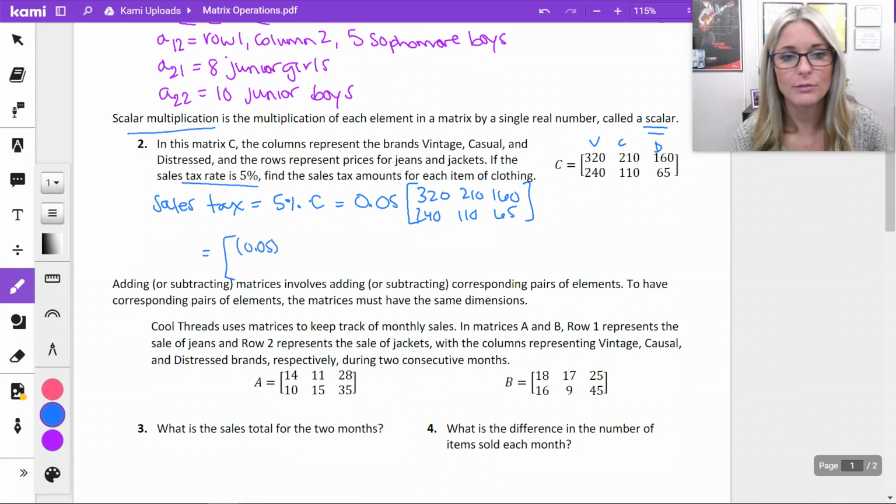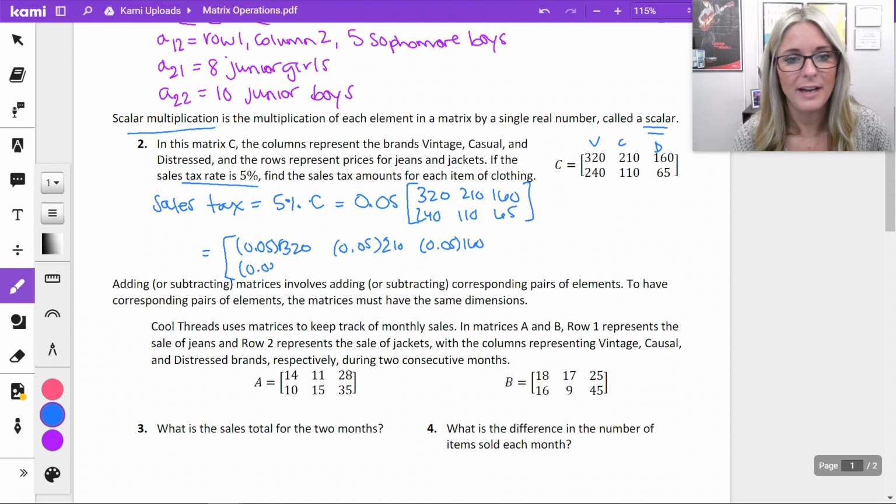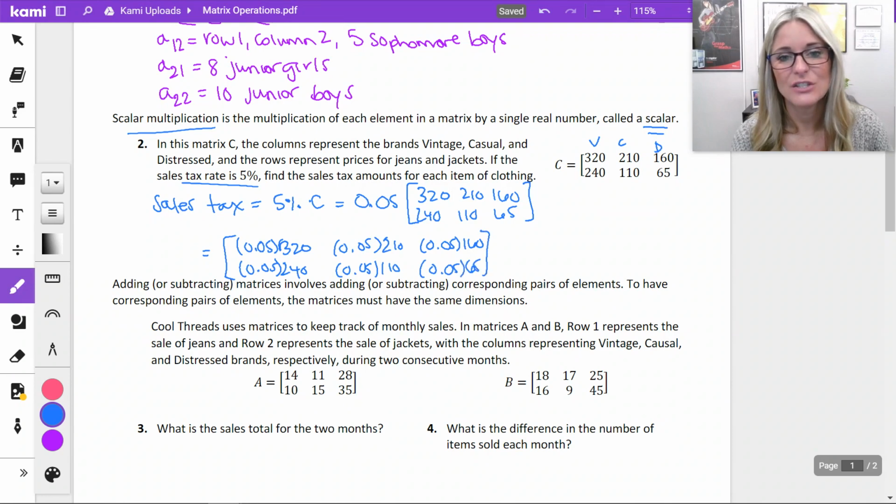We're going to do 0.05 times the 320, 0.05 times 210, 0.05 times 160, 0.05 times 240, 0.05 times the 110, and 0.05 times the 65. Okay, so this is scalar multiplication. We're just multiplying one value by every element.